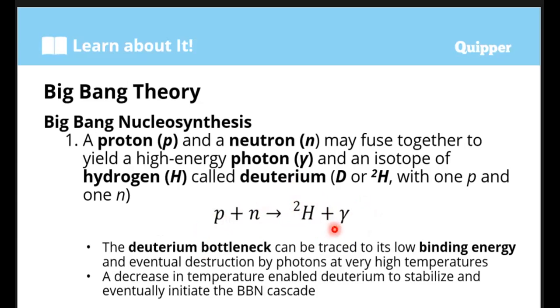was brought by a gamma ray, so the deuterium bottleneck can be traced to its low binding energy and eventual destruction by photons at very high temperatures. A decrease in temperature enabled deuterium to stabilize and eventually initiate the BBN cascade.